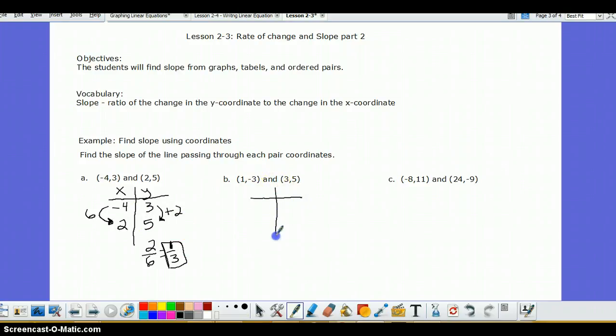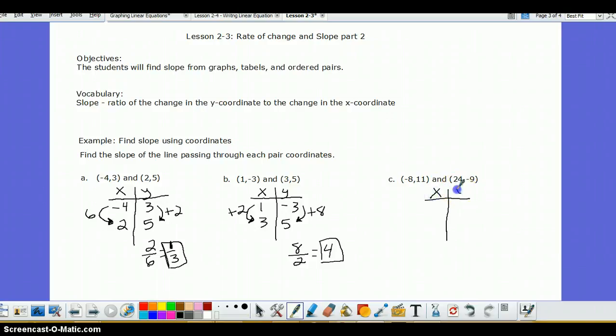So x, y, 1, -3, 3, 5. Going from -3 to 5, that's going to be +8. From 1 to 3 is +2. So y is 8 over 2 for x, and 8 divided by 2 is 4. Okay, so you can pause the video now and go ahead and try this one on your own and then replay the video and see how you did.